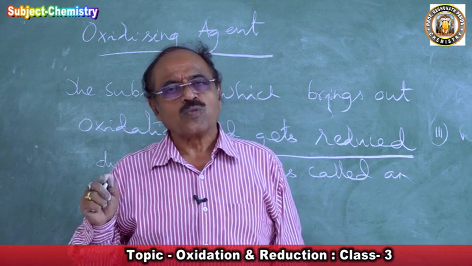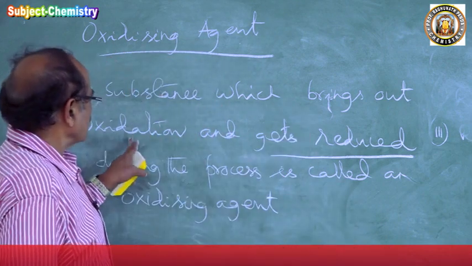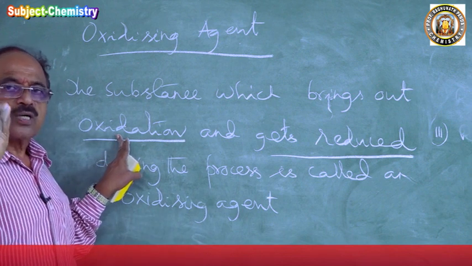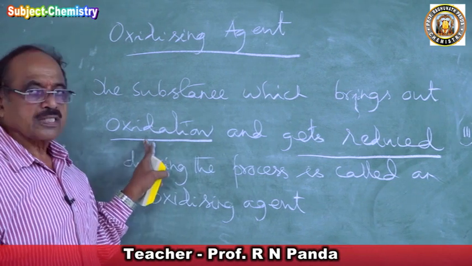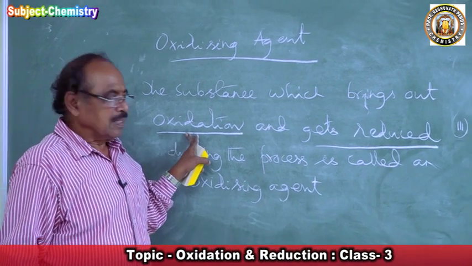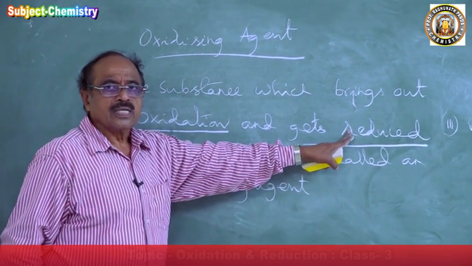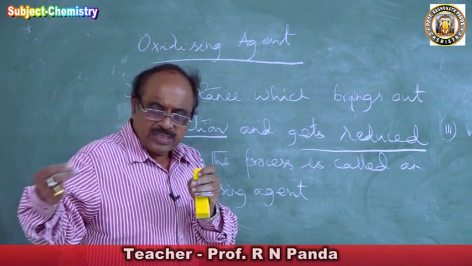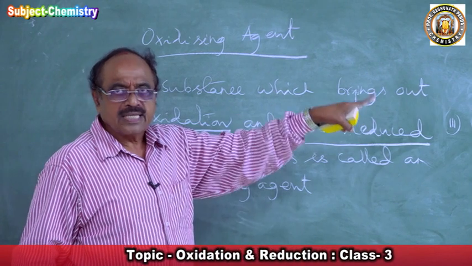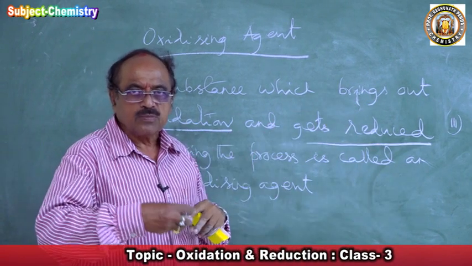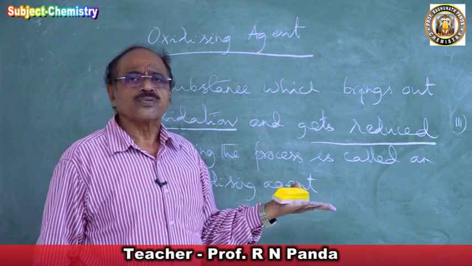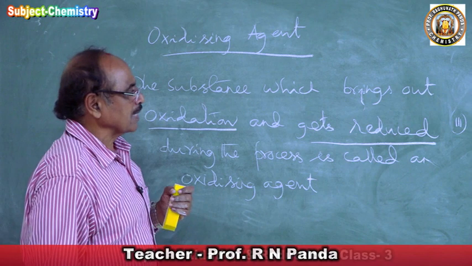So an oxidizing agent is one which brings out oxidation. How will it bring out oxidation? What is oxidation? Addition of oxygen. So the oxygen will come out from that one, so this oxidizing agent must be capable of giving oxygen. Then it gets reduced. Why reduced? Because the oxidizing agent is losing oxygen, and that oxygen goes to bring out the oxidation. So the oxygen is removed from the oxidizing agent, and removal of oxygen is reduction, hence it got reduced during the process.